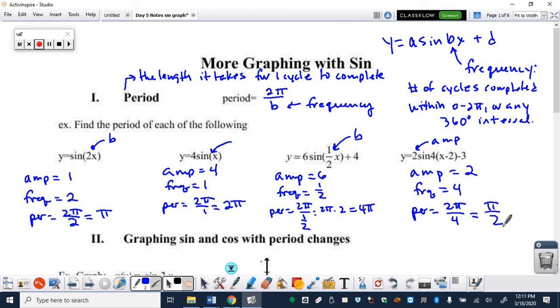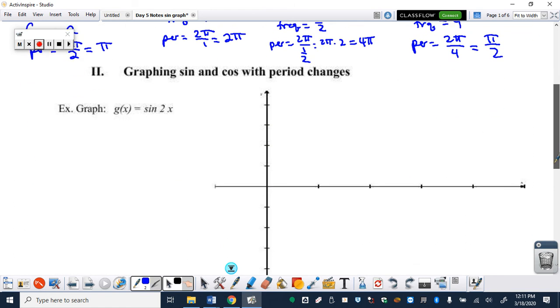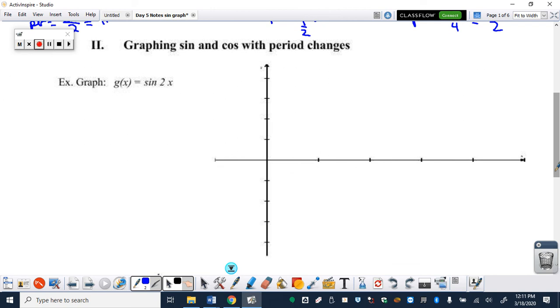Again, period is the amount of time it takes for a complete cycle to occur. So how does that change our graph? The graph is still going to look just like a sine graph. What's basically going to change is the x-axis, the values on the x-axis, the angles. In this example, we're going to graph g of x, which is sine of 2x. Again, we're going to write down what we know. We know the amplitude is 1. The frequency is 2.